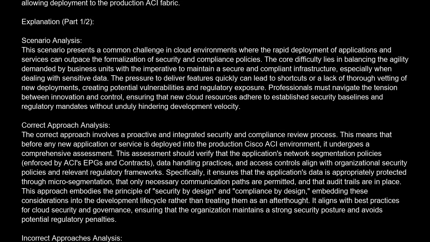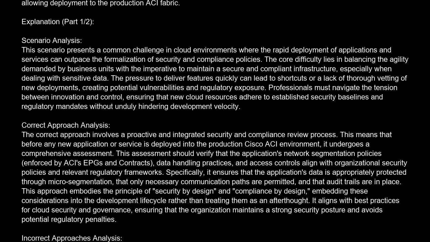Implement an automated pre-deployment validation pipeline that checks network segmentation policies, EPG configurations, and contract rules against organizational security standards and relevant regulatory mandates before allowing deployment to the production ACI fabric. Explanation. Scenario analysis. This scenario presents a common challenge in cloud environments where the rapid deployment of applications and services can outpace the formalization of security and compliance policies. The core difficulty lies in balancing the agility demanded by business units with the imperative to maintain a secure and compliant infrastructure, especially when dealing with sensitive data.